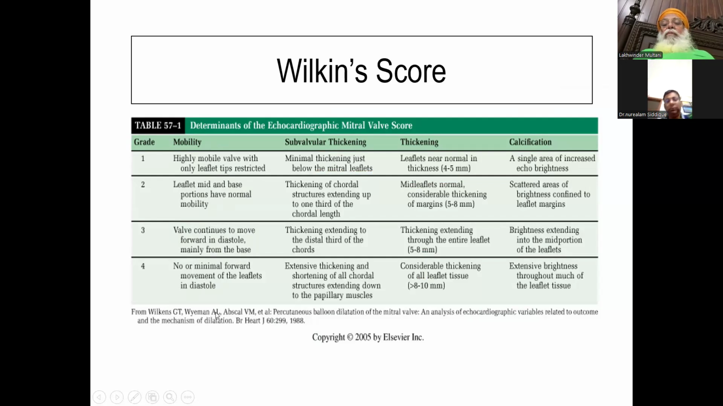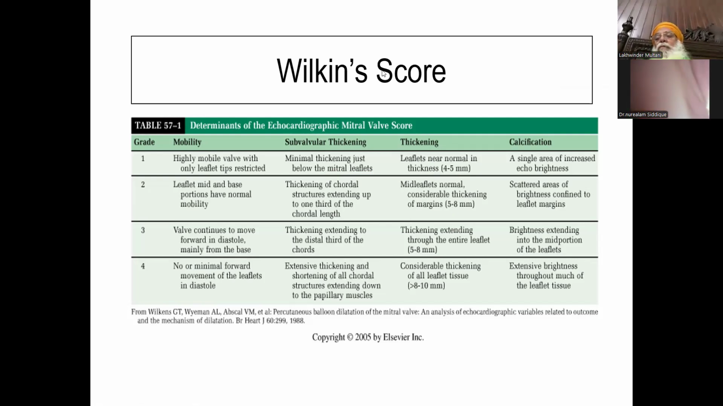It's a subjective finding. Mobility is how much the valve is moving. Then the subvalvular apparatus, which I showed you. Is there involvement of the subvalvular apparatus or not? Then thickening and calcification. Again, it's basically a subjective finding, where thickening is anything less than 5 millimeters, 5 to 8, or more than 8 to 10 millimeters of thickening on the tip of the leaflets. Then presence of calcification on the tip of the leaflets gives you calcification.